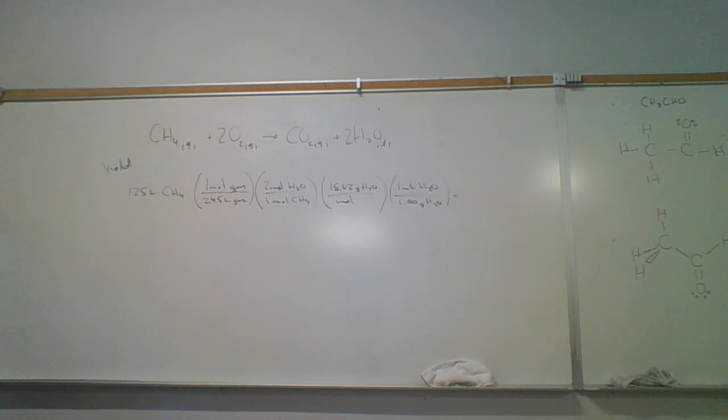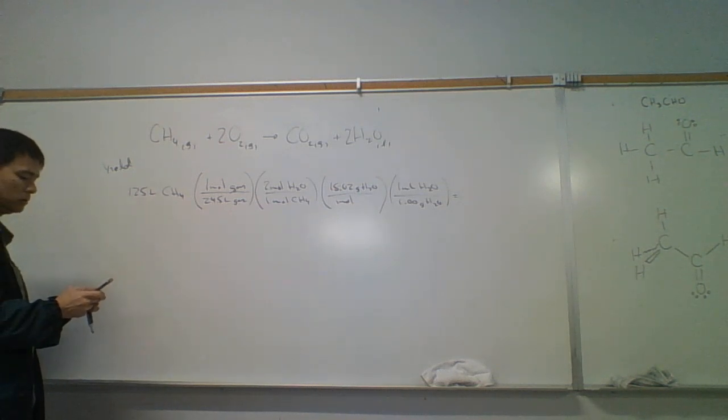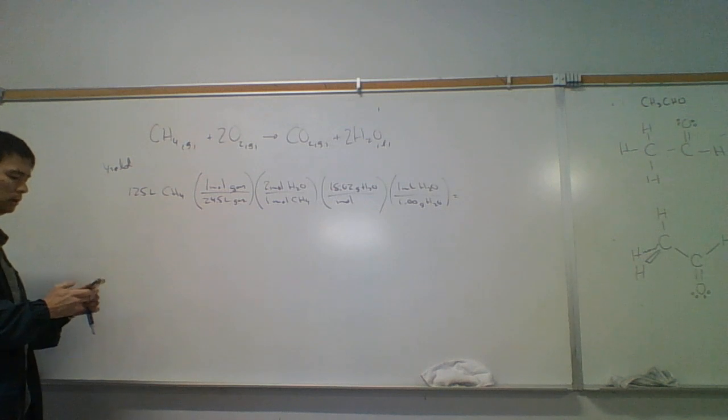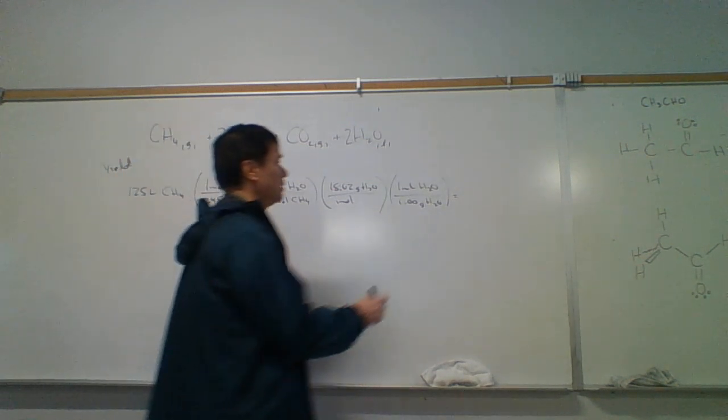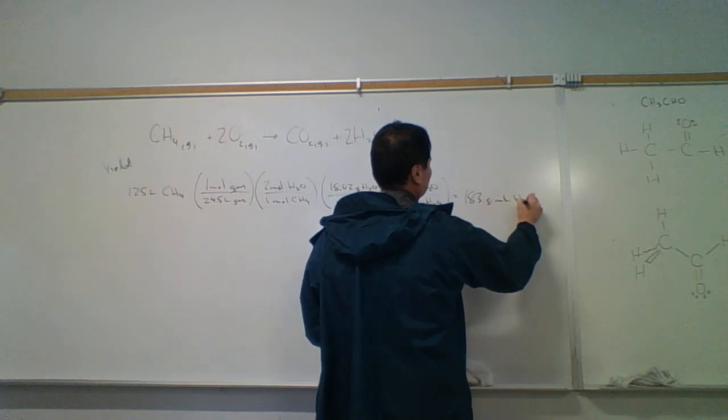So 125 divided by 24.5 times 2 times 18.02 equals 183.8 milliliters of water.